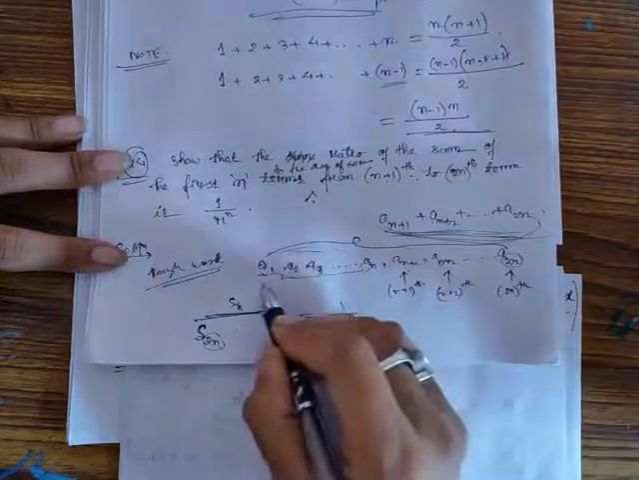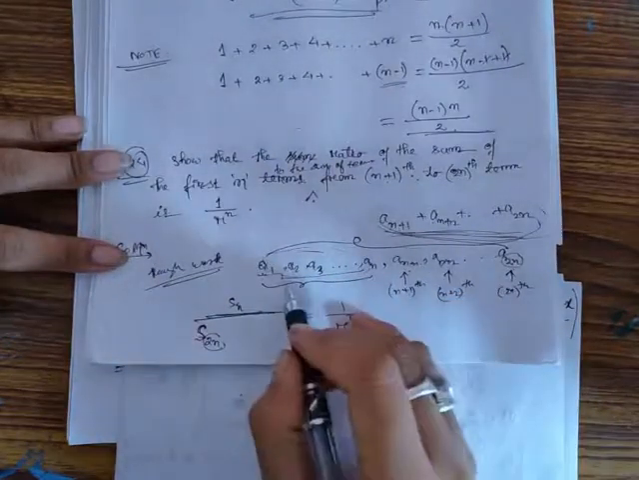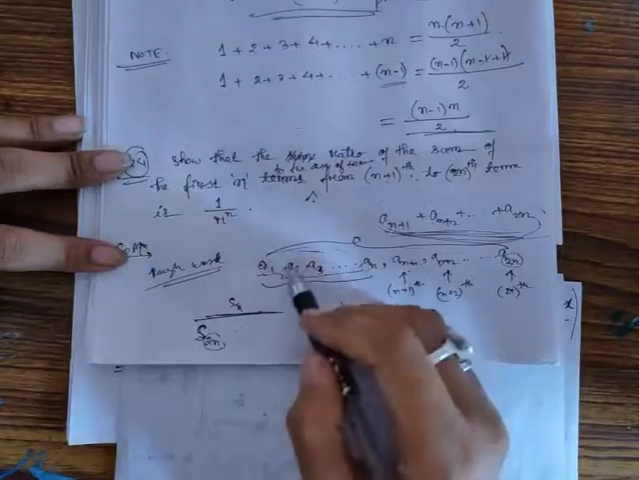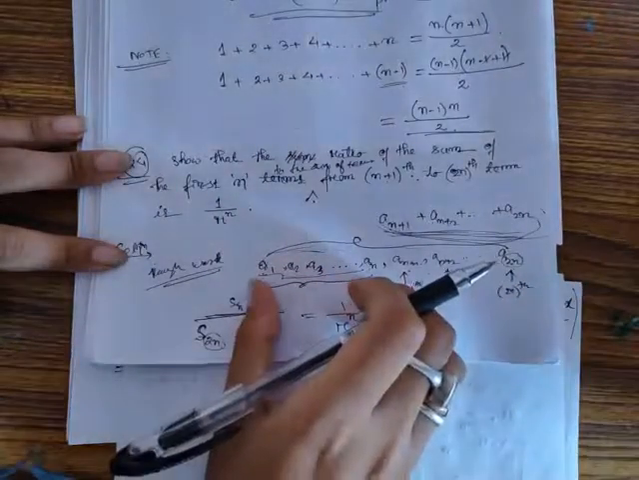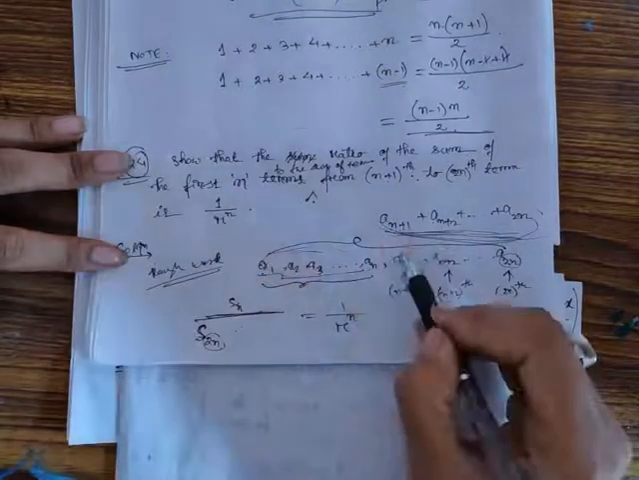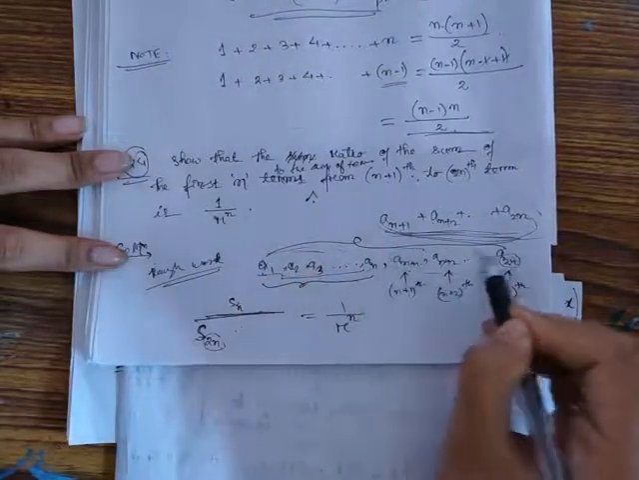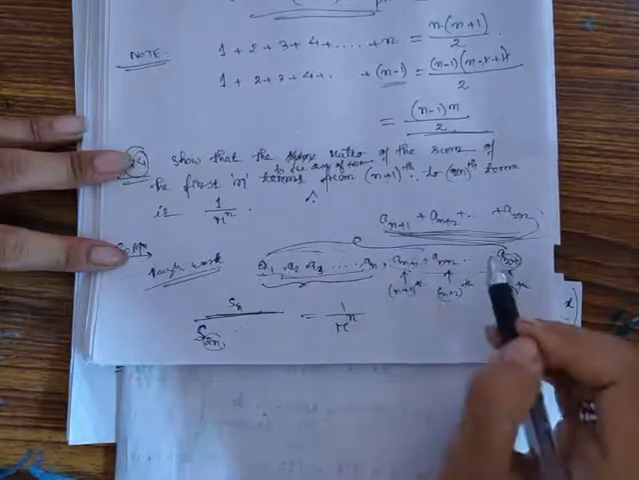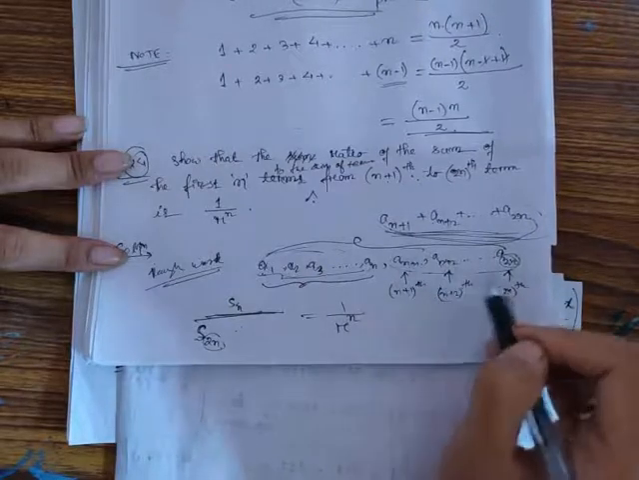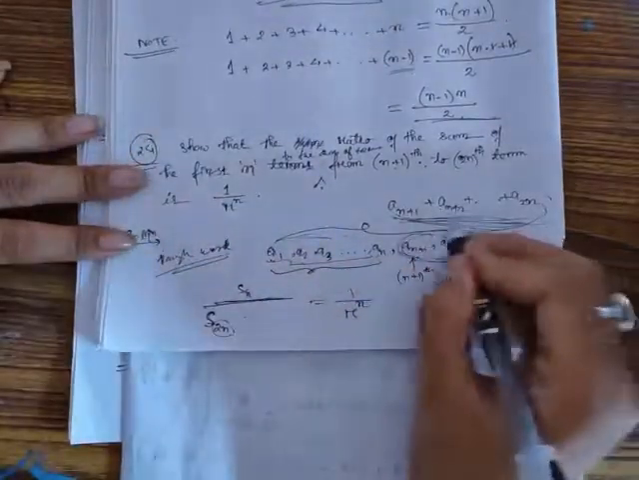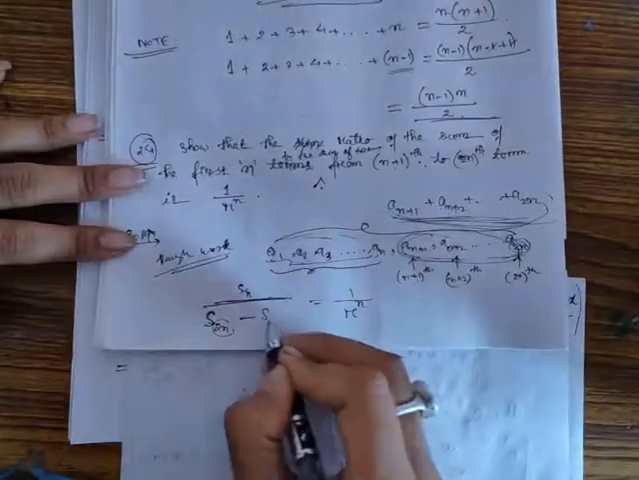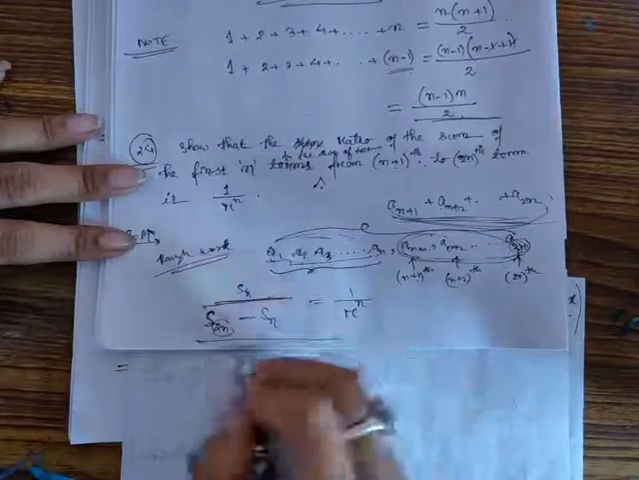Minus the sum of the first n terms. If you add all the 2n terms and subtract the first n terms, obviously you will get the sum of this n plus 1 term plus n plus 2 term, and so on. So the sum of these terms will be S of 2n minus S of n. Clear?